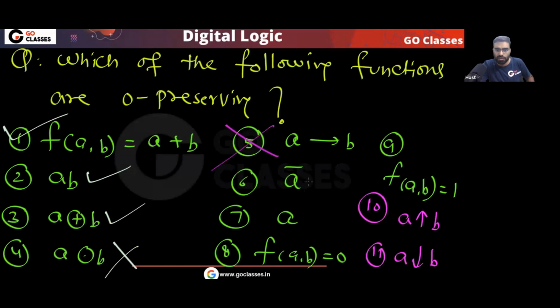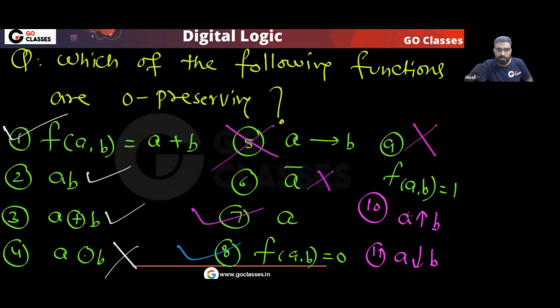Okay, what about this a bar? This is also not zero preserving. This is zero preserving. You can see f equal to a. This is zero preserving. What about this one? Tell me, what about this, which is always 0? Yes. Because this is also zero preserving. If I replace all the variables by 0, I will get 0. This is zero preserving. But this is not zero preserving, right? Yes or no? This is not zero preserving.